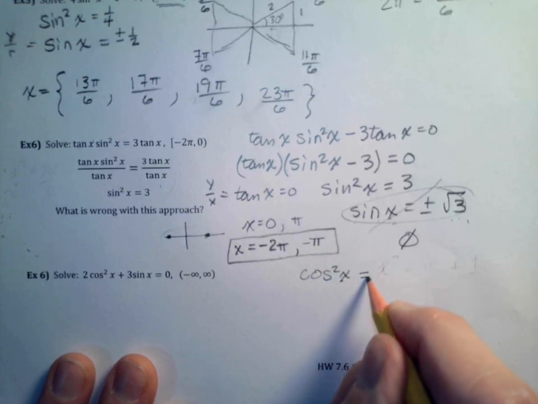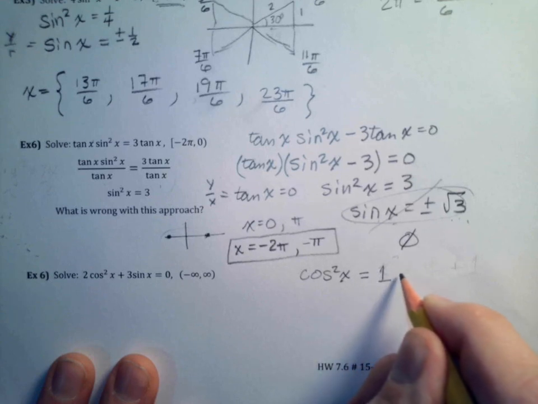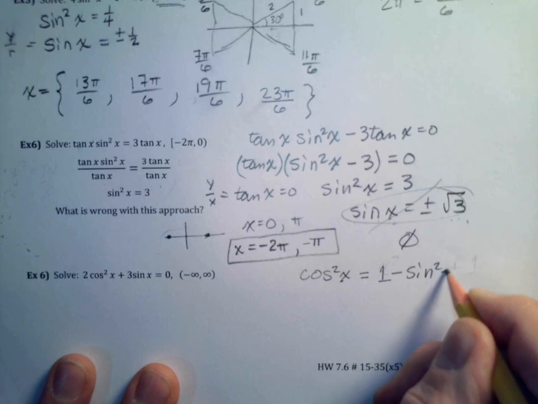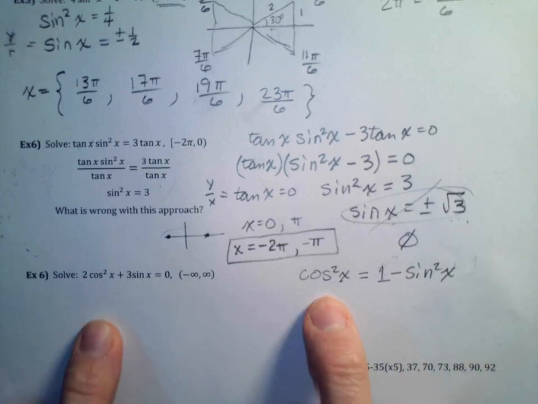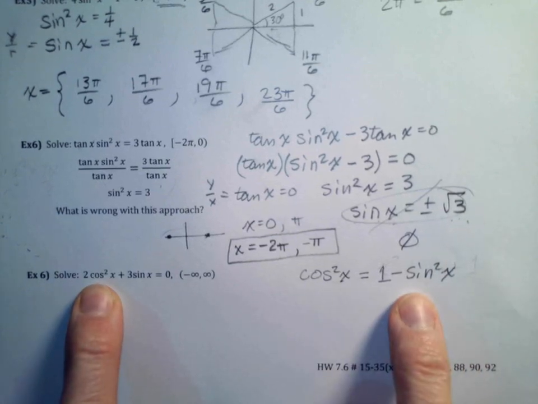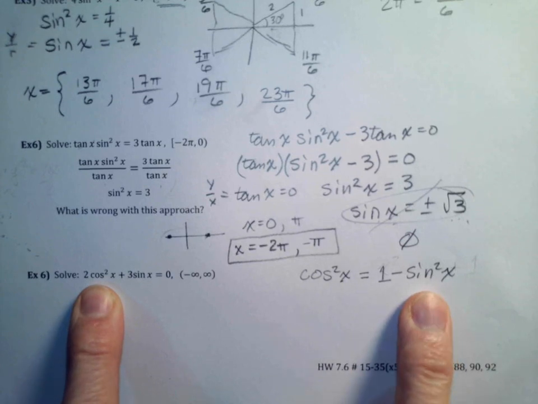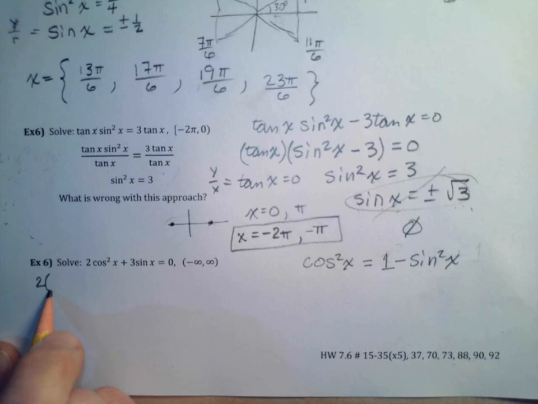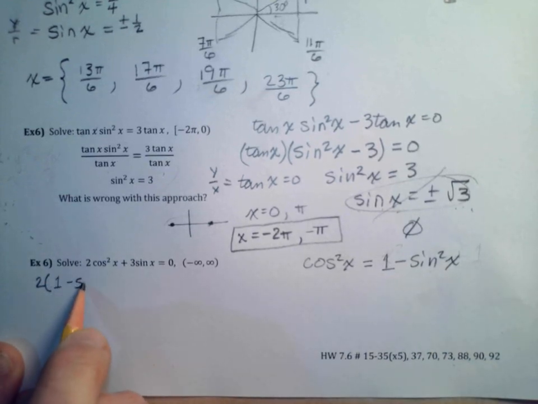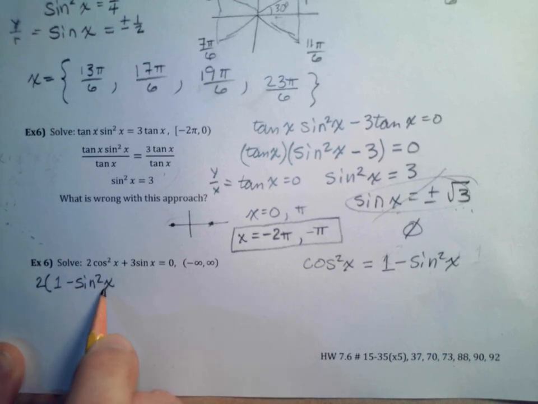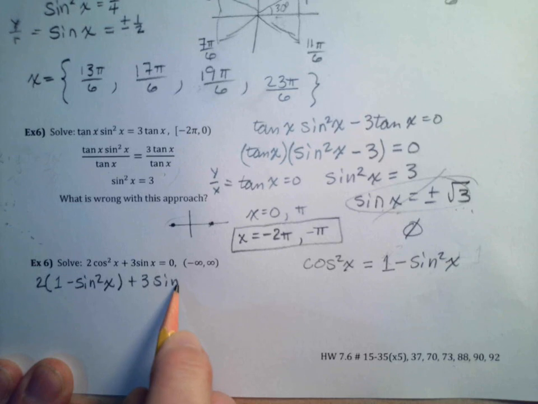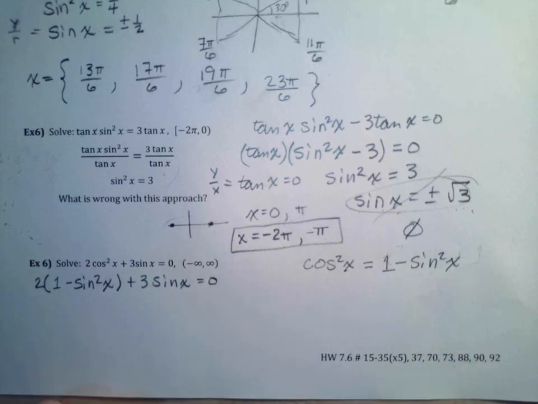If I move the sine squared to the other side, I could write it as 1 minus sine squared x. So where I see a cosine squared, I could replace it with 1 minus sine squared. So we need a little identity for this one. All right, so we have 2. And let's take out that cosine and use that identity: 1 minus sine squared x plus 3 sine x equals 0.